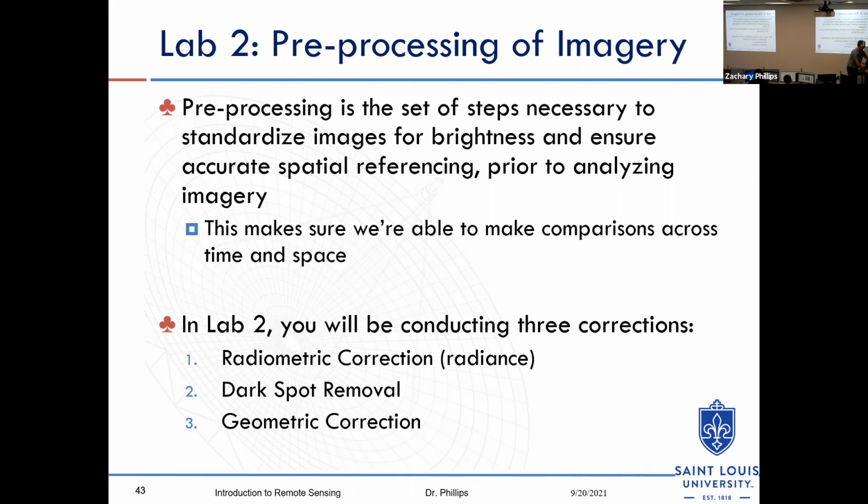So what you're going to be doing here in lab 2 is some pre-processing. We're working up to processing imagery. We're going to do what we call a radiometric correction for radiance today, also known as a radiance correction. We're going to do a dark spot removal, and we're going to do a geometric correction. The idea behind all this is that we're standardizing our images across time and space.